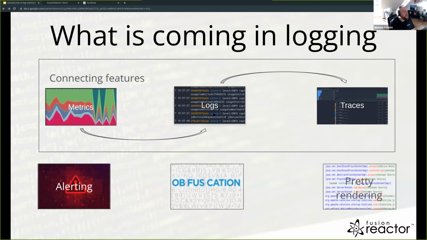So I'm now going to touch on what's coming in the logs. We've already built quite a powerful feature set, but there's a lot more coming. The first thing we're doing is working on alerting. We want you to be able to have queries that select metrics or rates of certain values from the logs, and we want you to be able to configure that as an alert.